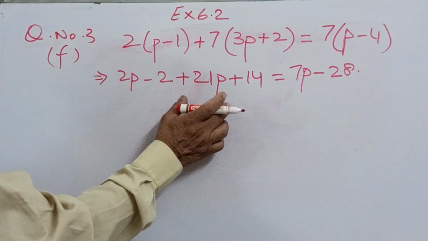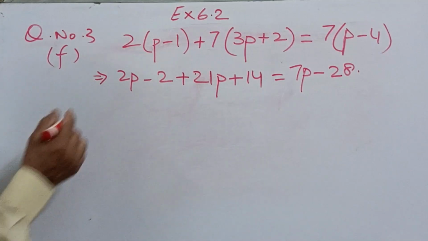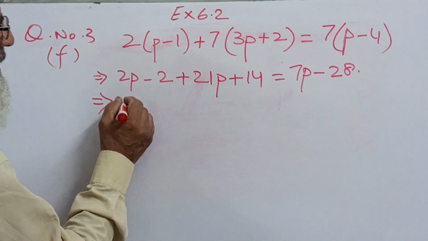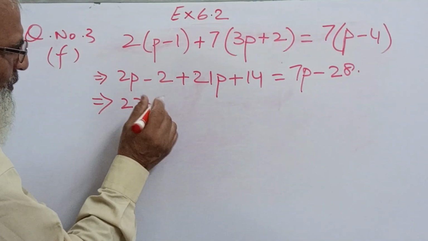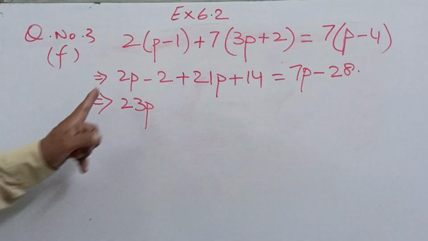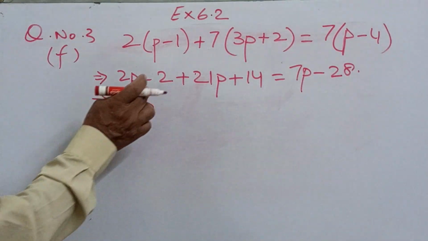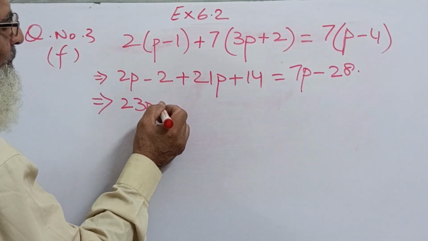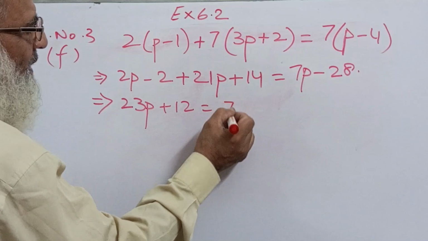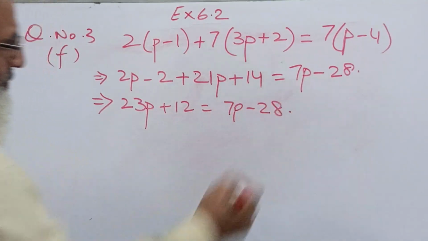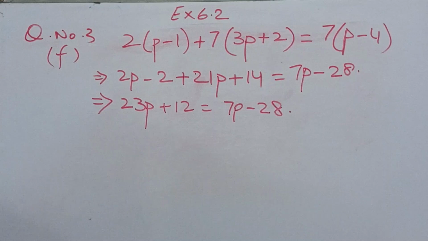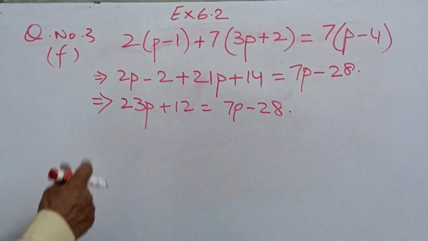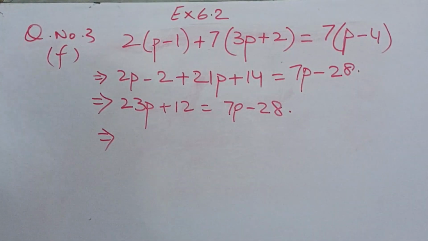Solve p from p and constants from constants. Now this is 2p, this is 21p. It will become 23p because these both quantities are being added together. Now this has different signs, so it will take the sign of the larger one, positive. It will become plus 12, equal to 7p minus 28. Now bring this 7p over here and 12 over there. We are going to switch over the things.